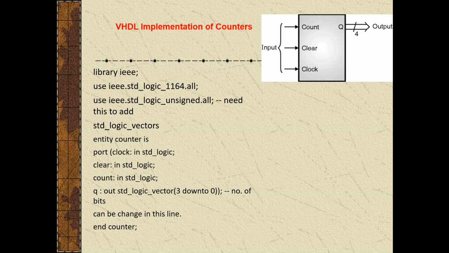So here count, clear, and clock are 3 inputs, and one output is there, which is in a vector form, because this is a 4-bit binary vector. It's in vector form like 3 down to 0 that we are going to use here.